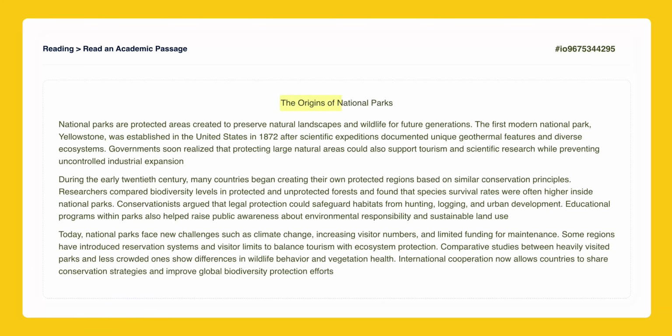The origins of national parks. Let's start by looking at the title. The title is The Origins of National Parks. This tells us exactly what the passage will discuss. The word origins means the beginning or the history of something. So, we can expect the text to explain how national parks first started and why they were created. This gives us a clear roadmap. We will likely read about history, reasons for establishment, and how these parks have evolved over time.